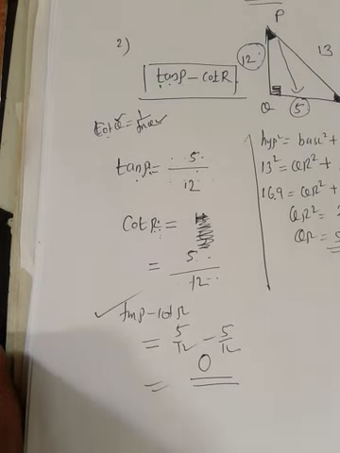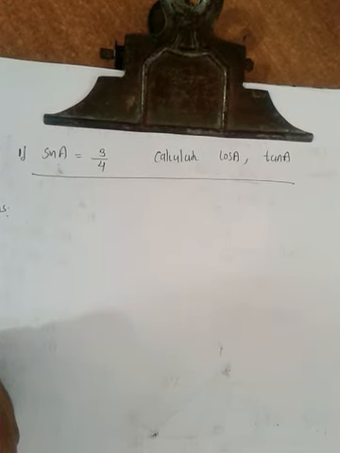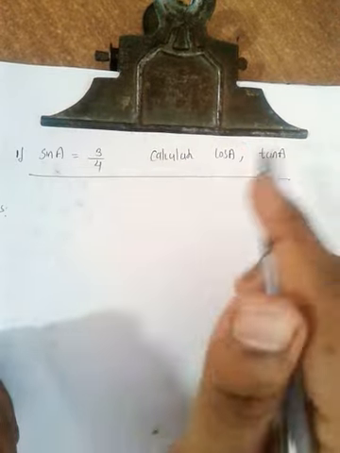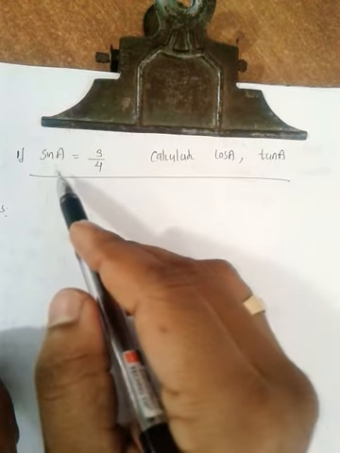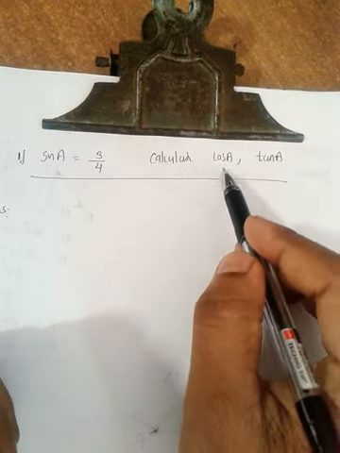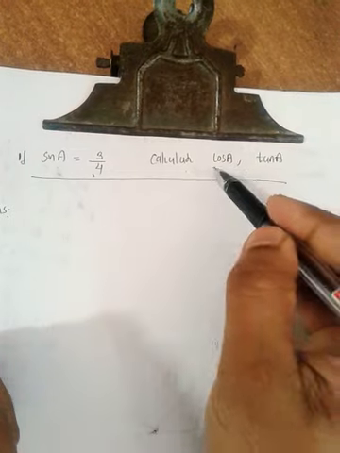Moving to the next. So let's select question number 3. So if sin A is equal to 3 by 4, very important question. You are supposed to expect this kind of question. You can mark it as very important. Sin A is given as 3 by 4. You are supposed to calculate cos A and tan A.